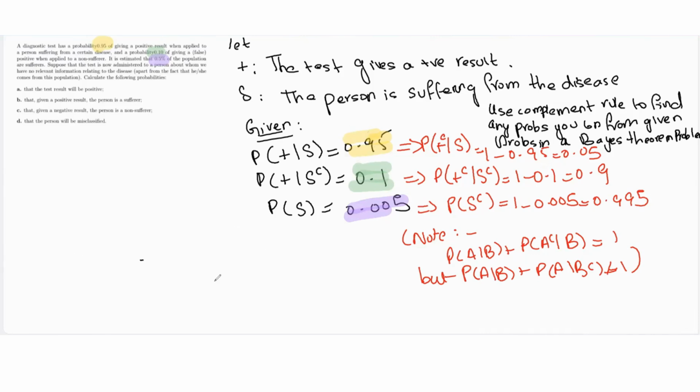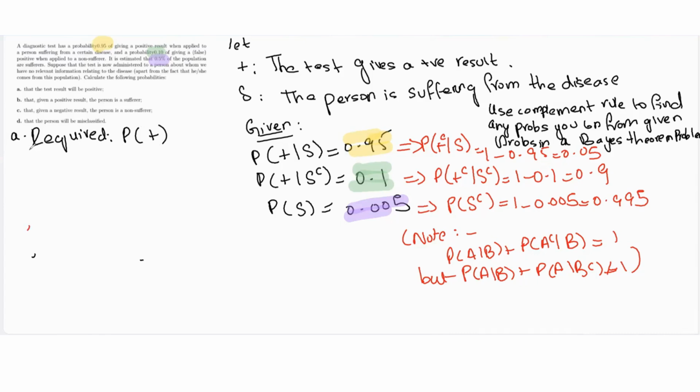So this is all the information that we needed that is given to us, right? Now let's do part A with this information. In part A, what we're required to find is the probability that the test result will be positive.